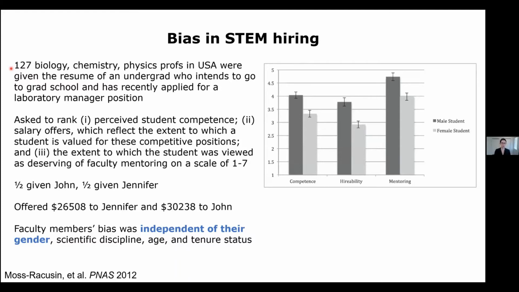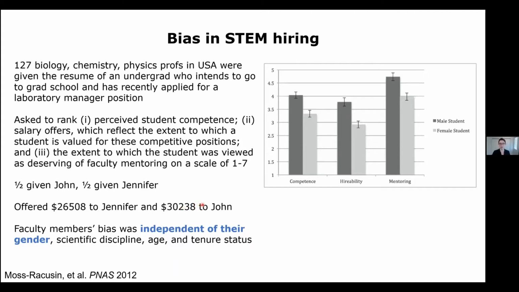And they asked those professors to rank the applicant based on their competence, their hireability, and whether or not they were worthy of mentoring. And the only difference in these applications was that half were given the name John and half were given the name Jennifer. That was the only difference. And what they found was that Jennifer was less competent with identical metrics, identical CV. She was less hireable. And in fact, her starting salary was about 85 cents on the dollar.